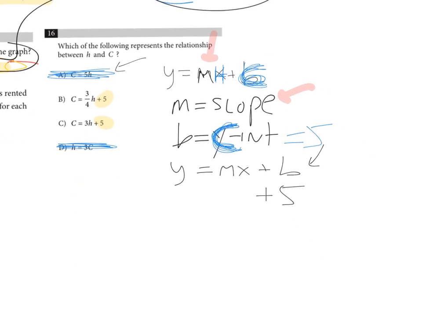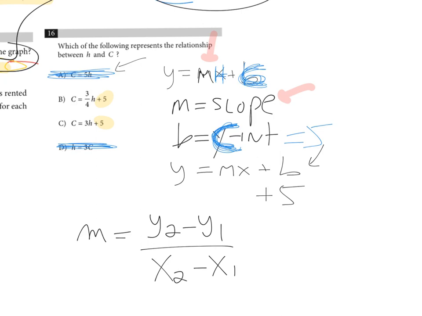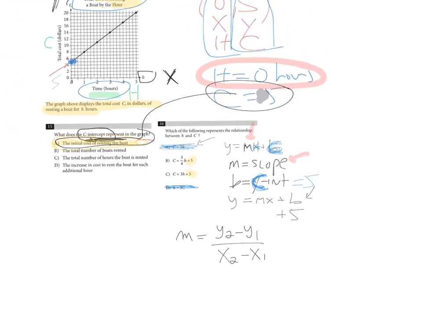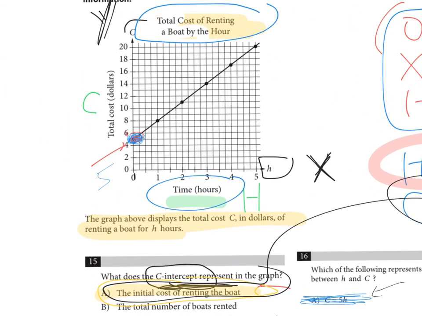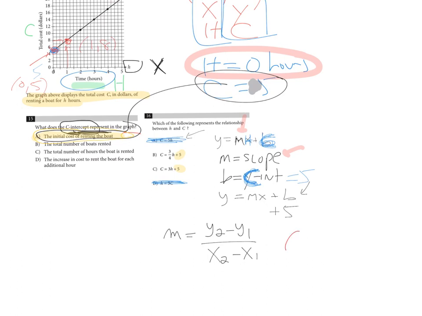The slope formula is the change in y, y2 minus y1, over the change in x, x2 minus x1. This is how I calculate the slope. In order to use the slope formula, you need 2 points on the line. Well, we already have 1 point on the line. We already found the C-intercept is 0, 5. Now I'm just going to take any other point on the line. Here's another point on the line. This is the point 1, 8.